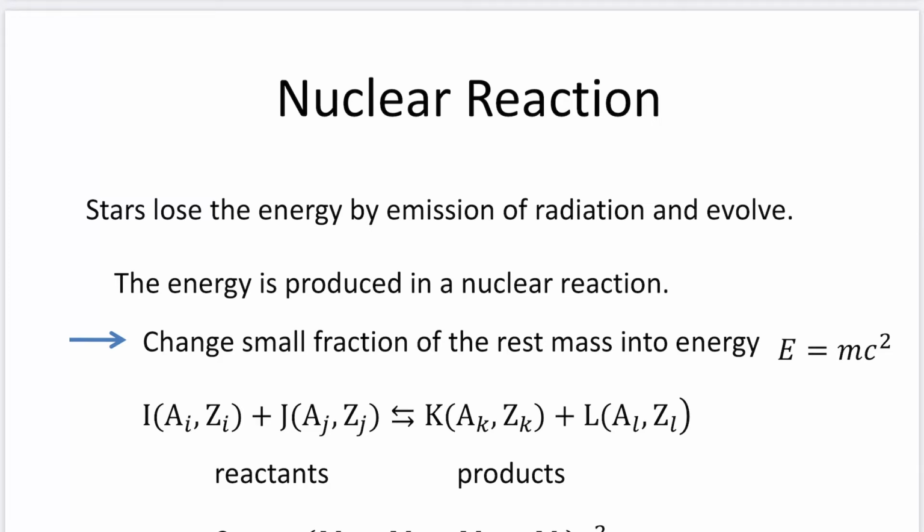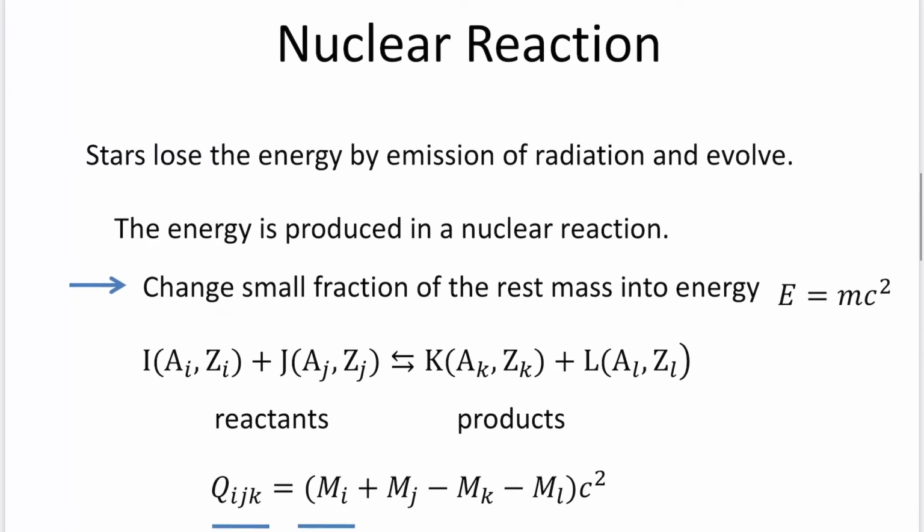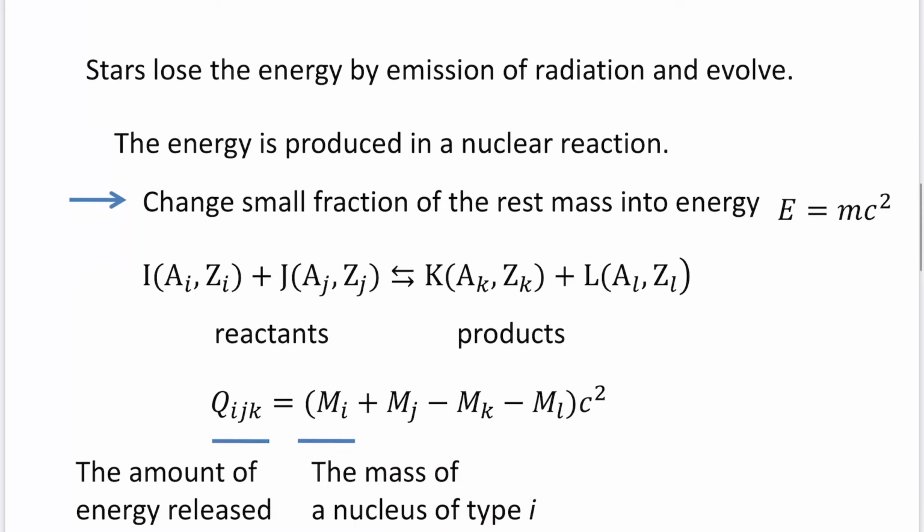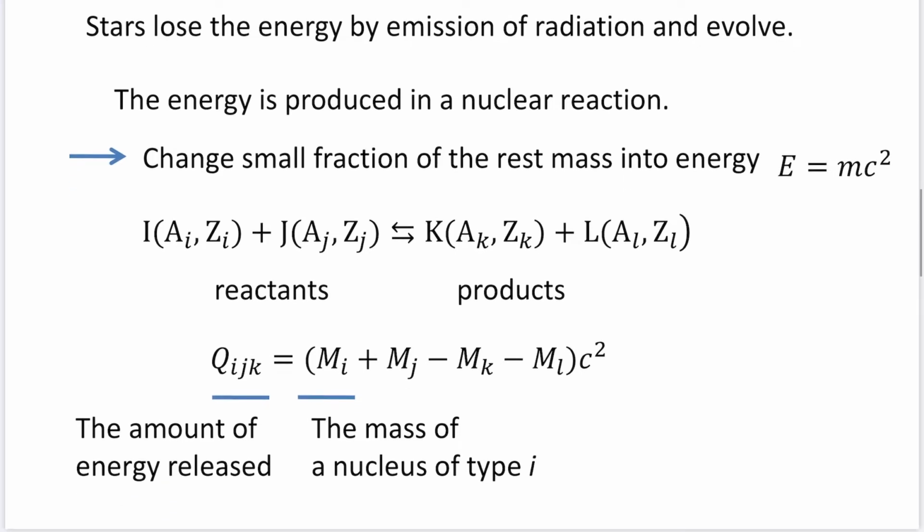We are going to study the nuclear reactions happening inside of the stars. Stars lose energy by emission of radiation, emission of photons. A photon escapes from the surface of the star, carrying away energy. So by losing energy, the star is going to evolve. Energy is actually produced by nuclear reactions. So this is a typical case of a nuclear reaction.